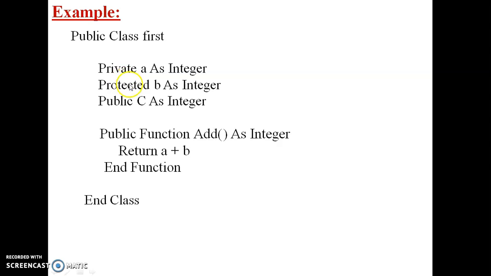In that, A is a private member, B is a protected member, and C is a public member. Then one more member function is also available, named add. It is a function and its scope is public, which means it is possible to access outside the class. Within the class means here only; this is the scope of this particular class. If a member is private or protected, it is not possible to access outside the class. Only within the class it is possible to access.